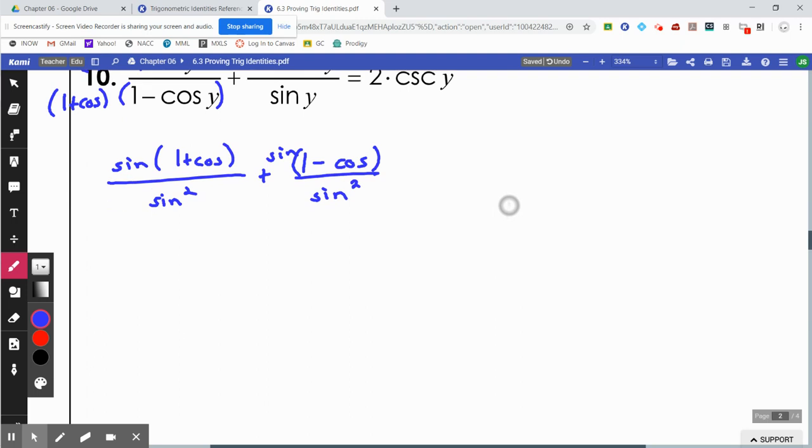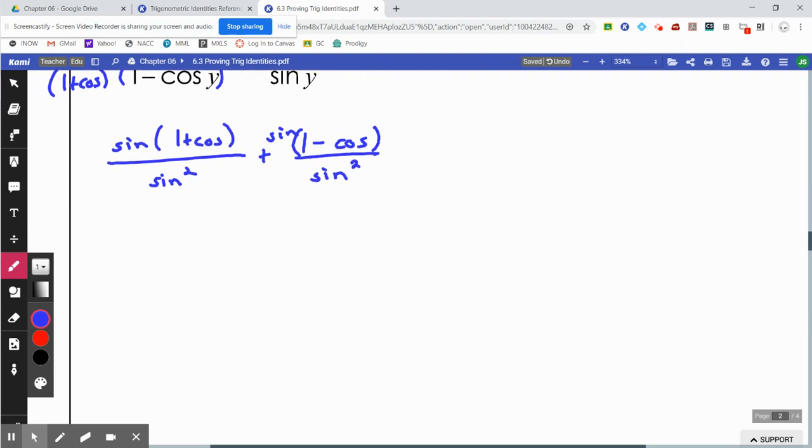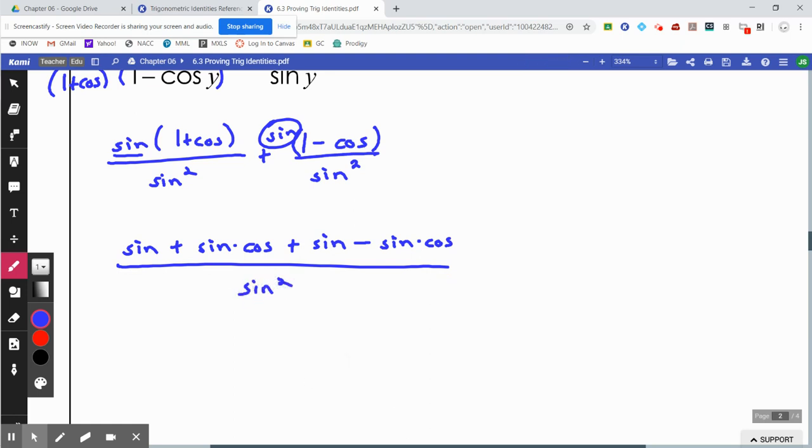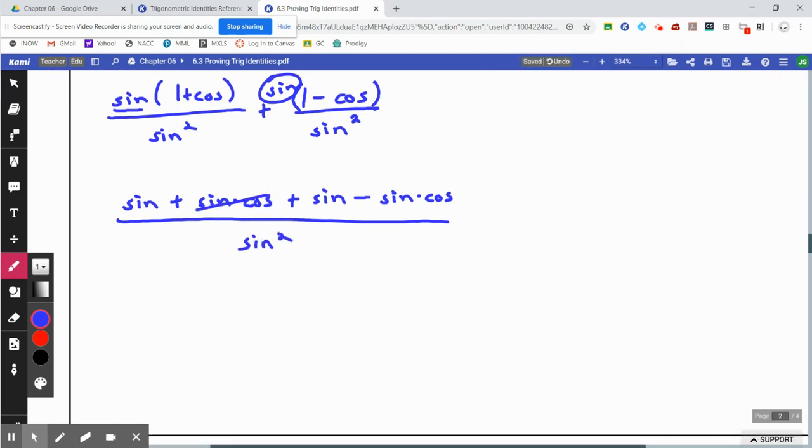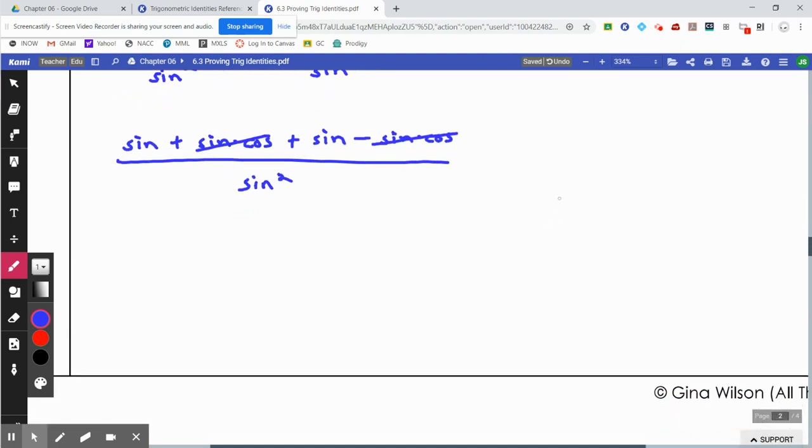There we go. So I am going to distribute it because it looks like some stuff will cancel. Sine times everything will be sine plus sine times cosine. Plus, here I'm going to distribute the sine, and that's going to give me sine minus sine times cosine, all over sine squared. The sine times cosine minus sine times cosine will cancel. And it leaves me with sine plus sine, which is 2 sines over sine squared. The sine on top cancels with one of the sines on bottom and leaves me with 2 over sine.